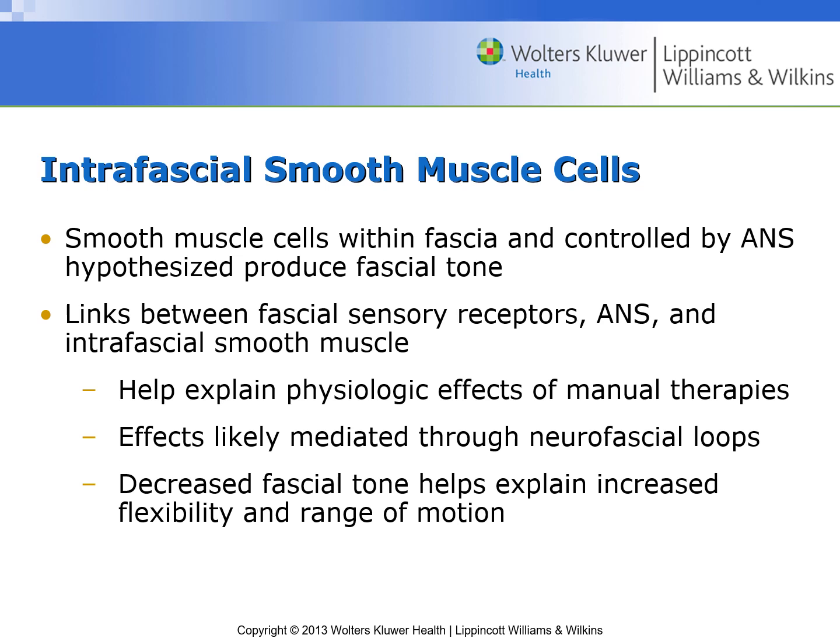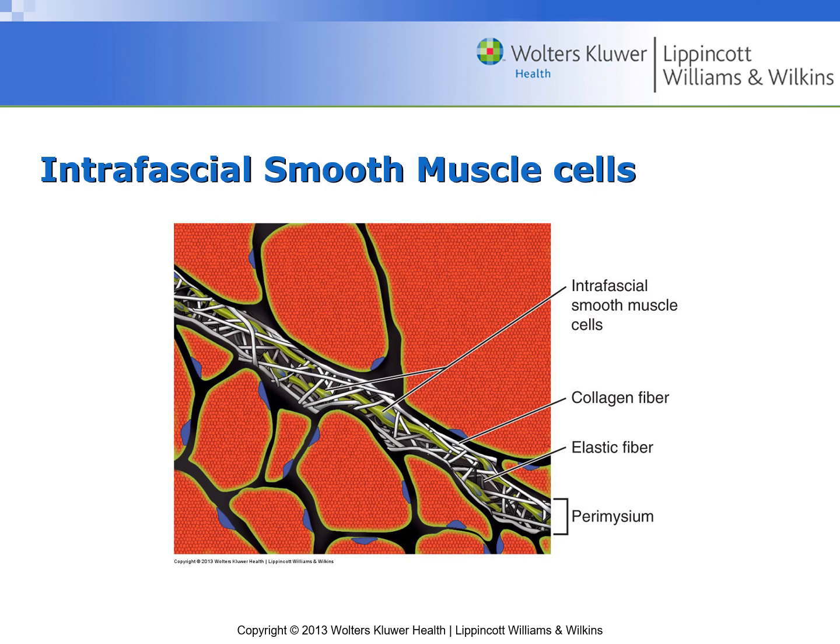It also affects, likely mediated through neurofascial loops. Also, there is decreased fascial tone, which helps to explain the increased flexibility and range of motion gained through manual therapies. The perimysium of skeletal muscle contains a high density of intrafascial smooth muscle cells and, like all smooth muscle, the autonomic branch of the nervous system controls these cells.